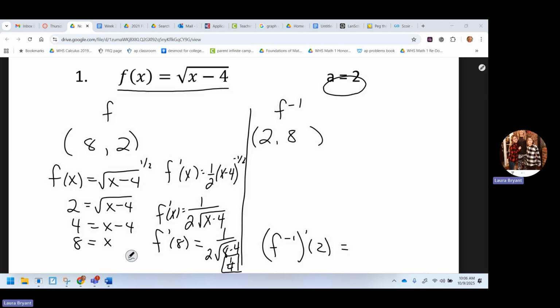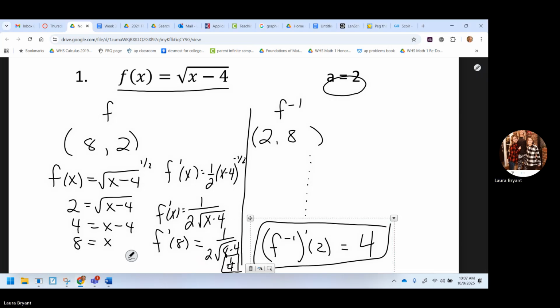So the derivative on the original at 8 is 1/4, which means the derivative on the inverse at 2 is 4. Just flip it over. So I didn't have to bother finding the inverse equation and its derivative. I get to skip doing all of these steps because I know this property that these two are reciprocals.